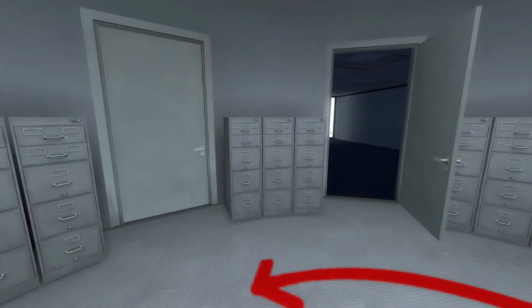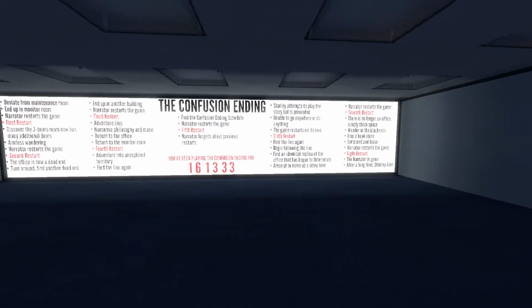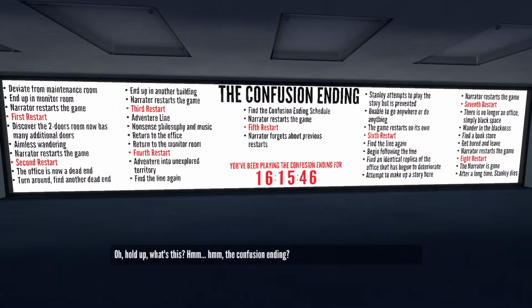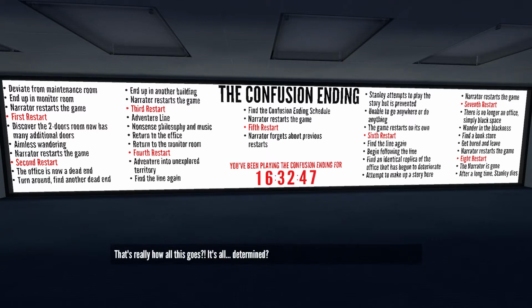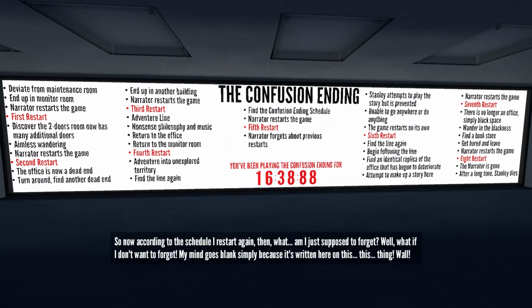Open the door. Here we are. Oh, hold up, what's this? Confusion ending. You're telling me that's what this is? It's all one giant ending? And we're supposed to restart the game, what, eight times? That's really how all this goes? Find a bookstore, get bored and leave. It's all determined? So now, according to the schedule, I restart again.